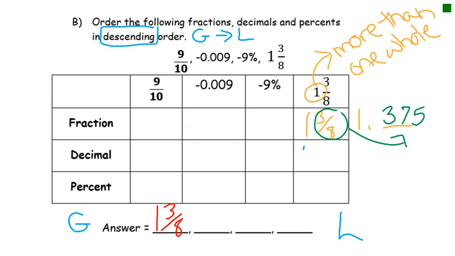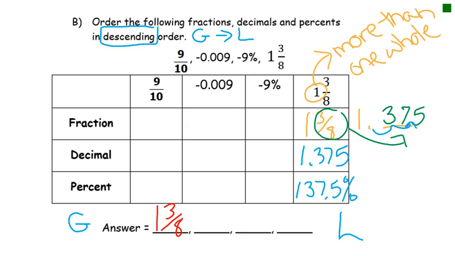So when I write this as a decimal, it'll be 1.375. I'll move my decimal point 2 places, and that will turn this into 137.5%. So again, this will be the only value that has a percentage greater than 100.